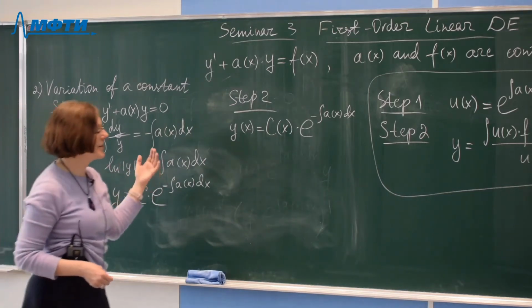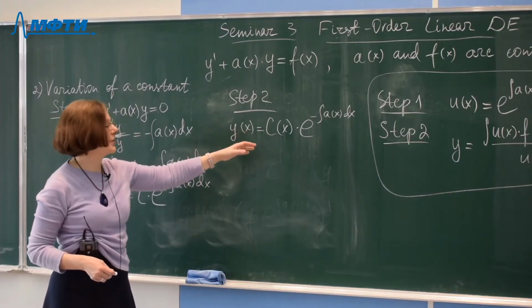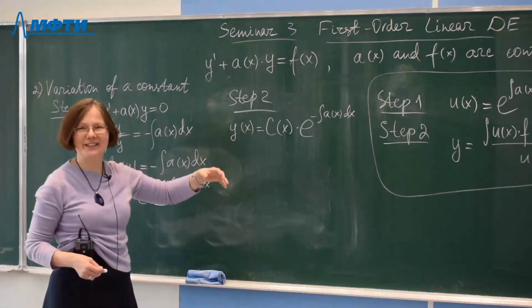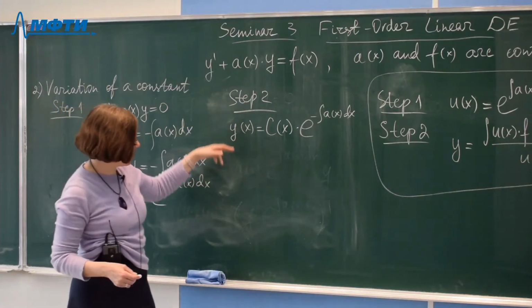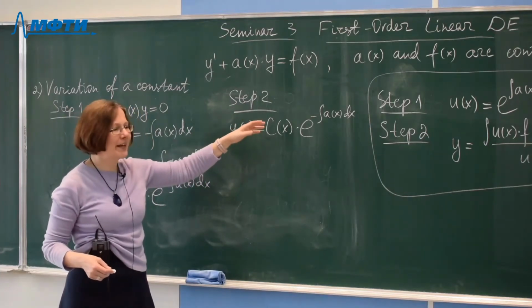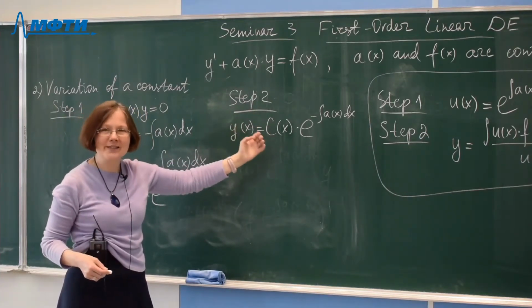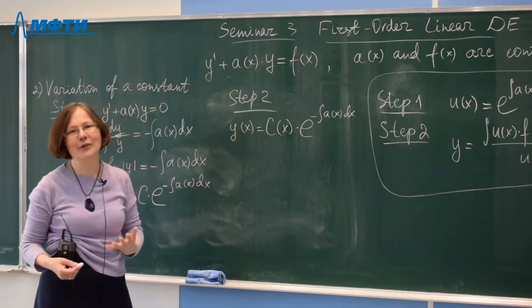And this is the reason why this method is called the variation of a constant. So this is a constant, but on step number 2, the constant is replaced by a function, so it is varied, right? We can vary this constant, a variation of a constant.